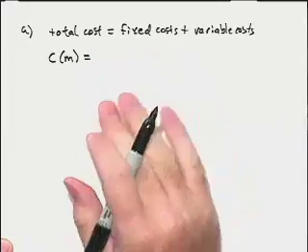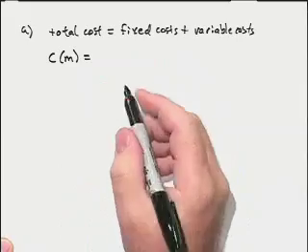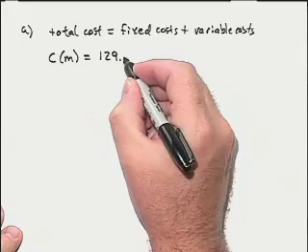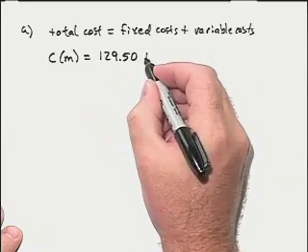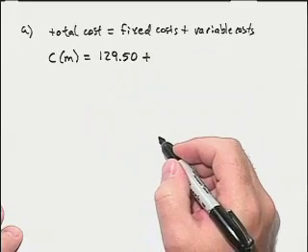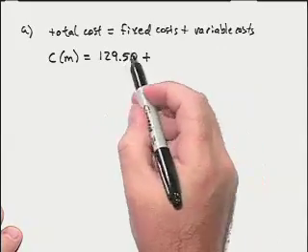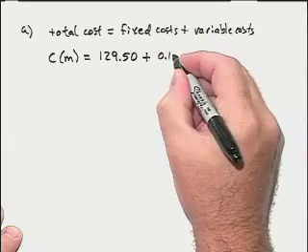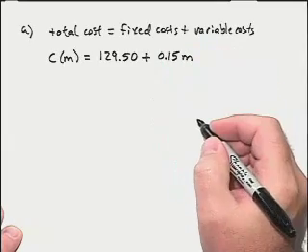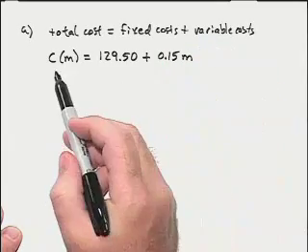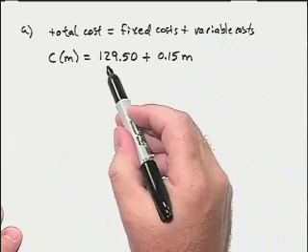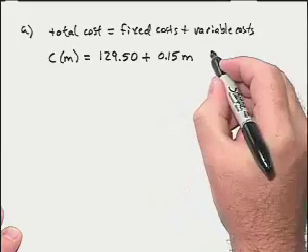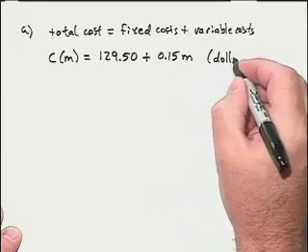For fixed costs, we look back and see that the rental cost is $129.50. That's fixed. So we'll write 129.50 plus, there's a 15 cent per mile charge in addition to the rental fee of $129.50. So we'll write plus 0.15 times M, where M is the number of miles driven. So our cost function is C of M equals 129.5 plus 0.15 times M, and this is cost in dollars.